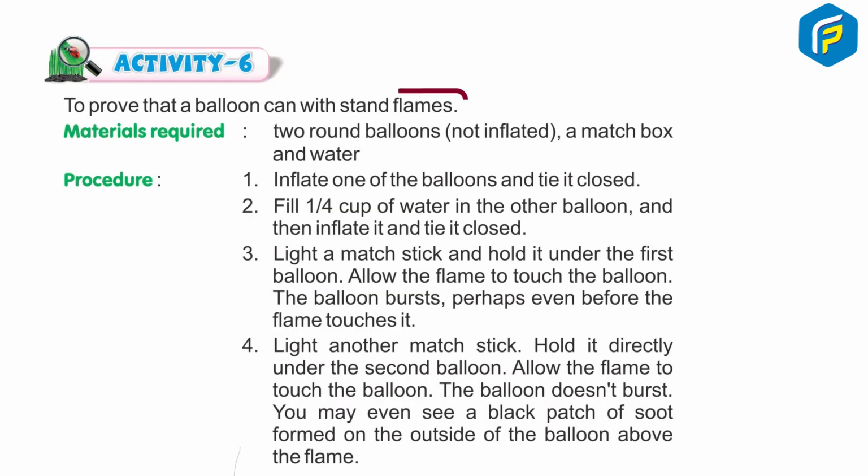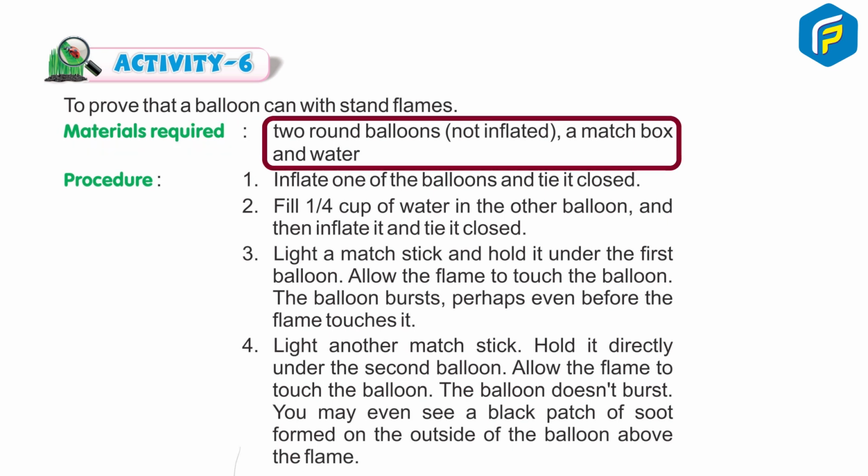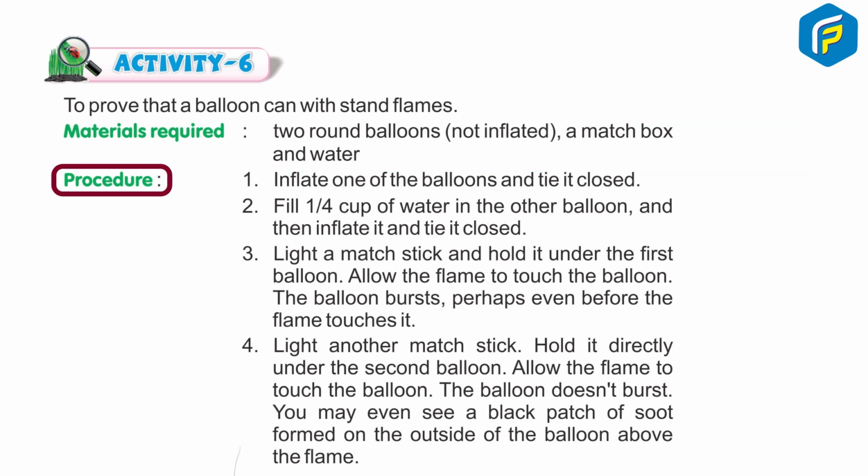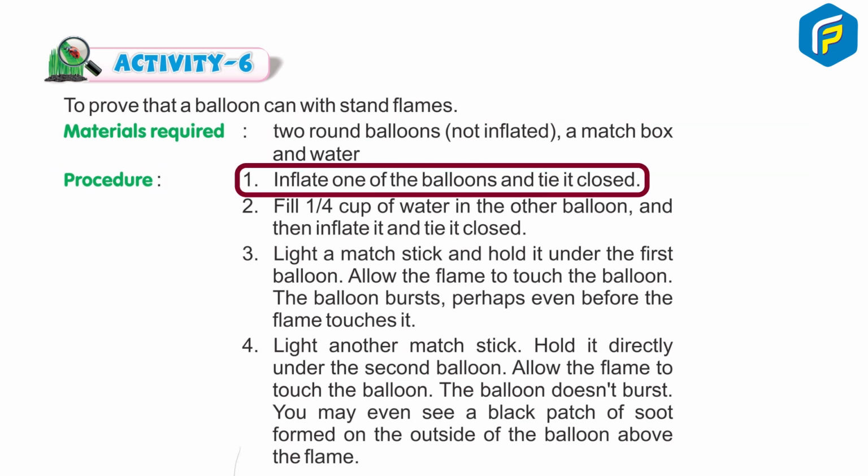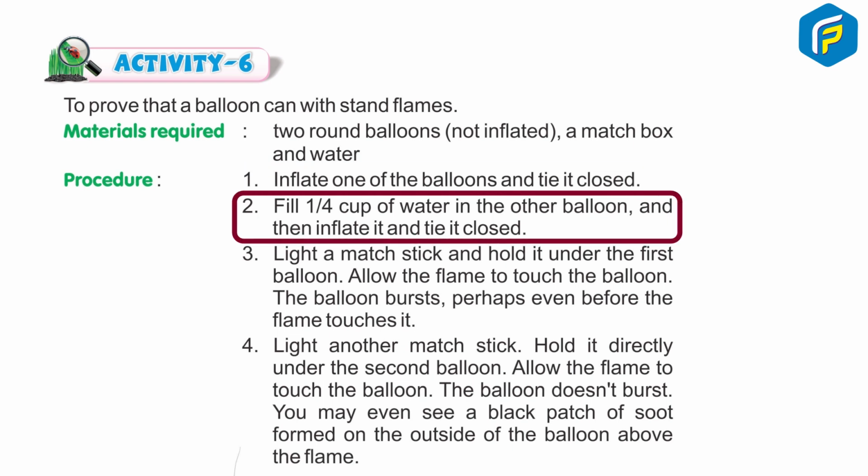Activity 6. To prove that a balloon can stand with flames. Materials required: 2 round balloons, not inflated, a matchbox and water. Procedure 1. Inflate one of the balloons and tie it closed. 2. Fill 1/4 cup of water in the other balloon and then inflate it and tie it closed.